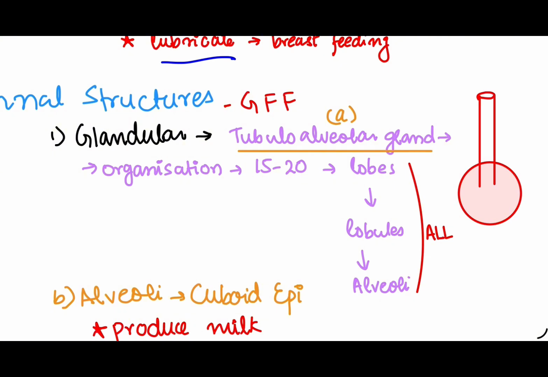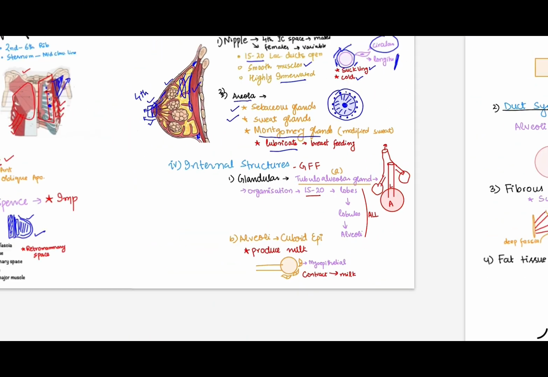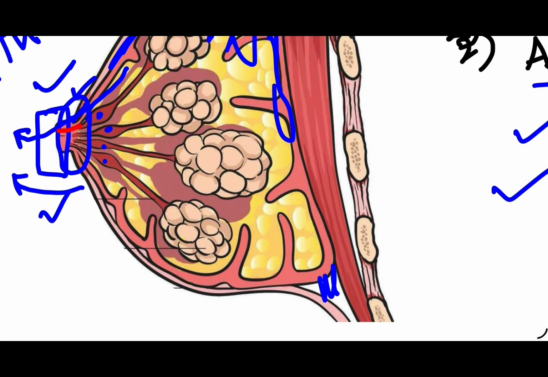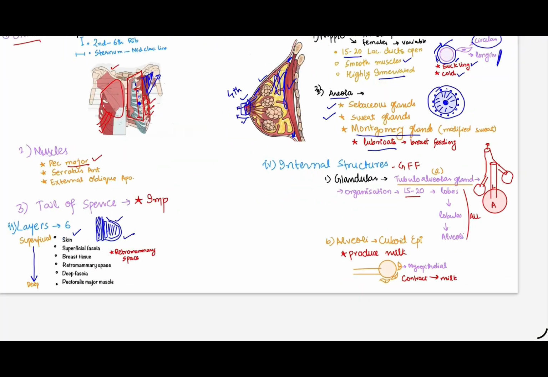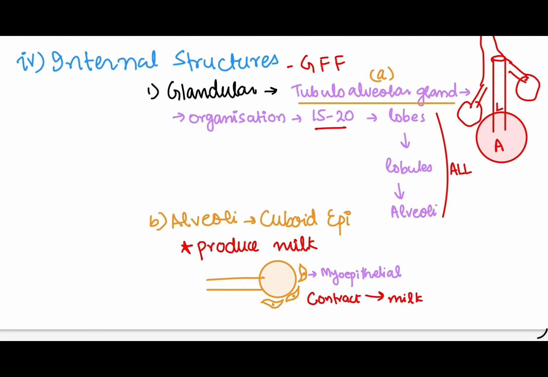So their organization is, there are 15 to 20. First of all, there are alveoli, then lobules, and then many lobules open into a lobe, and all of those lobes open in the nipple, as we have seen here, and going out. That's how it is. Okay, so what's alveoli?